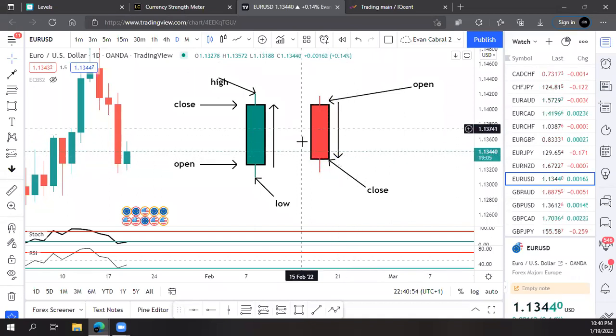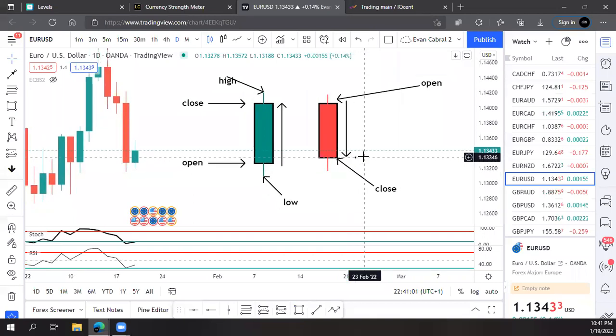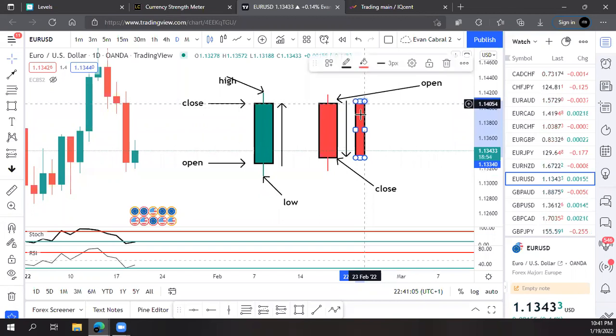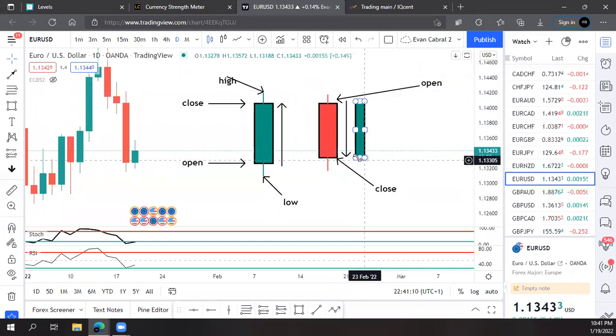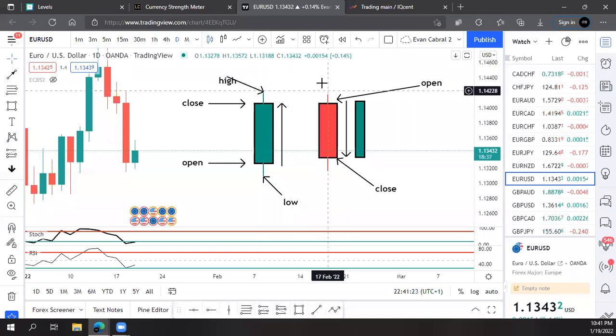So if the market was to buy after this red candle, it will open here and start buying again. If it was a buy candle, it opens at the same level and buys all the way to the top. So for the buy candle, this was the low of the candle and this was the high. For the sell, it's the same thing. This is still the high, and this is the low.